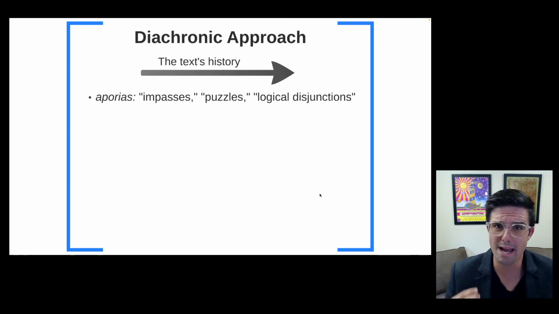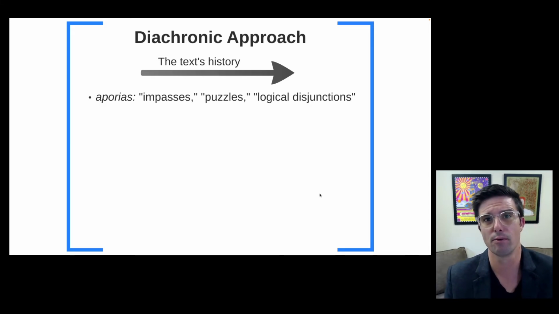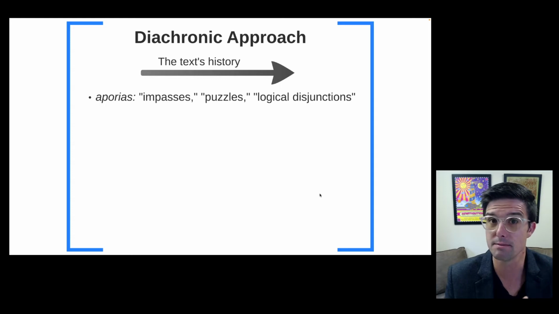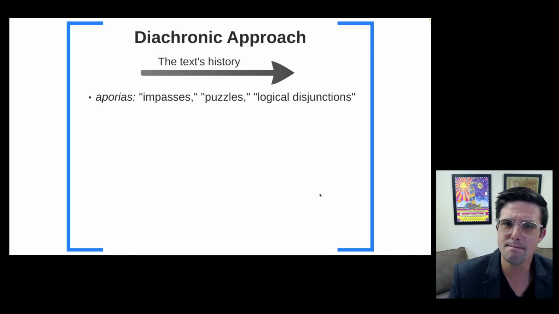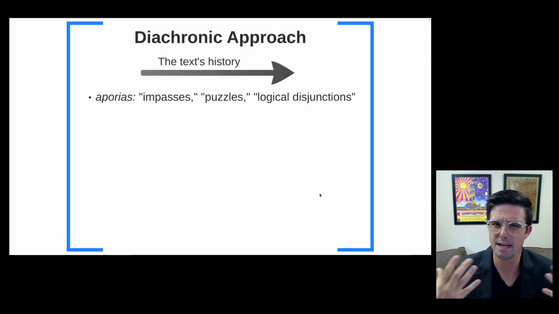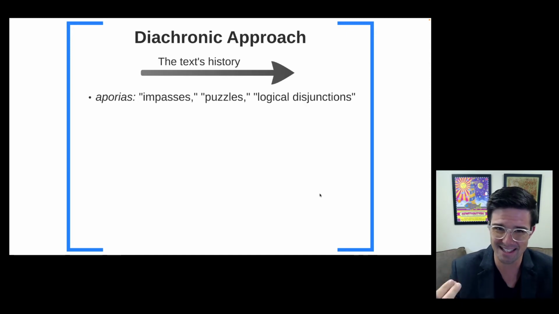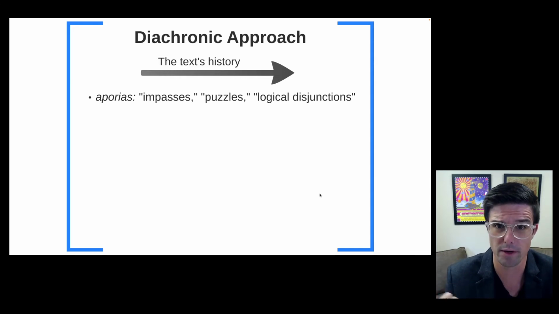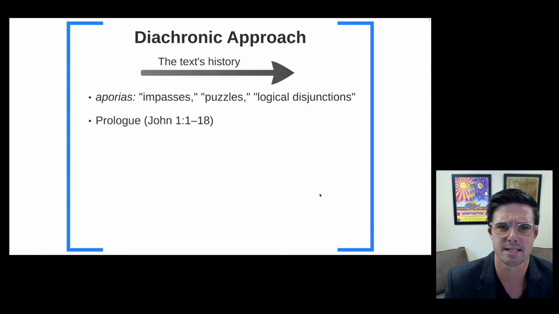The main entry point that you'll see for these kinds of different themes or these different sources in the Gospel of John is what is called aporias. And this is a fancy Greek word that simply means something like impasses, puzzles, or logical disjunctions. So there are places in the text itself, when you're doing a literary reading of the text, where you come across something that doesn't seem to quite fit. It doesn't logically progress as you might expect it to.